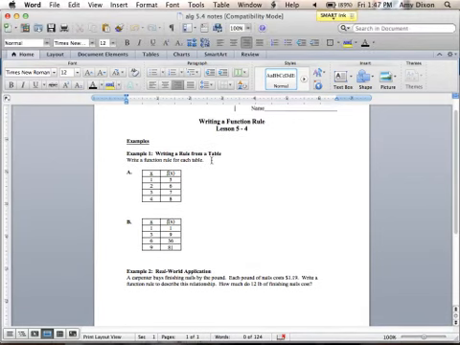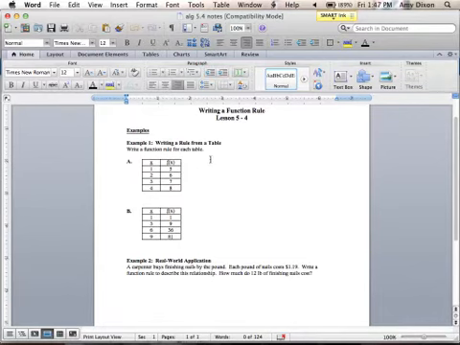Okay, class, today we're going to be looking at writing function rules. This is just like writing equations. We've really done a lot of this. It's just that now we're going to call them functions rather than just equations. So example 1, we're going to be given a chart and we have to write a function for the table.